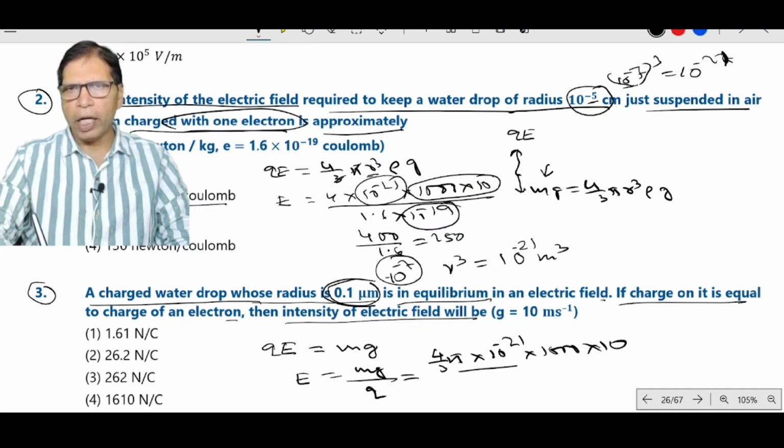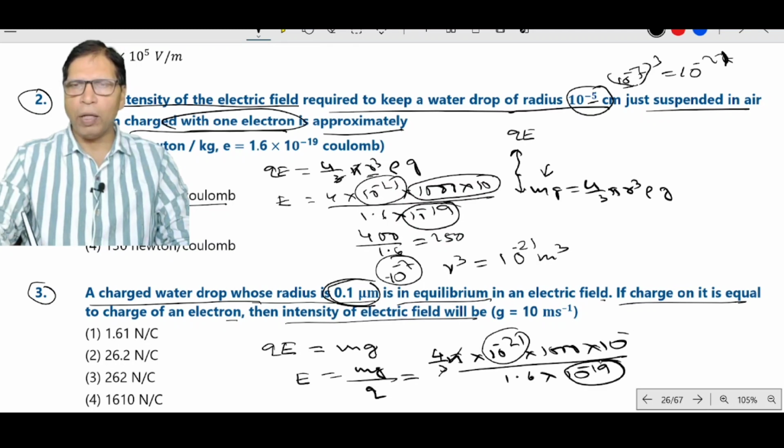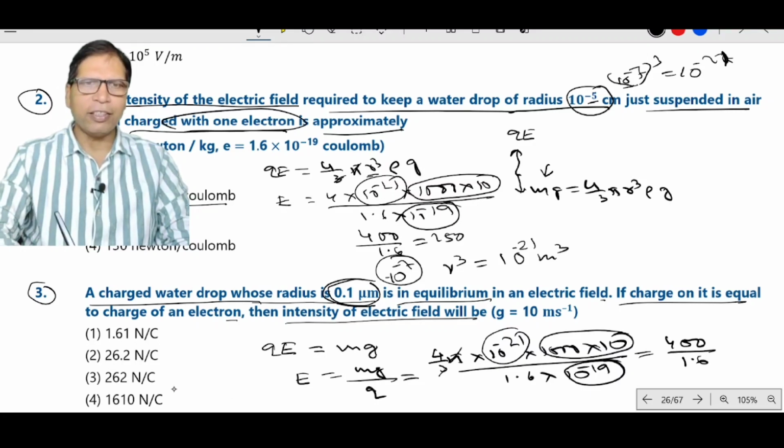Okay, whole divided by, look at this, this is 1.6 into 10 to the power minus 19 coulomb. So look at this, pi and 3 almost cancel out. Okay, look at this, 10 to the power minus 21 and 10 to the power minus 19, so 10 to the power minus 2. And this is 10 to the power 4, so this is 100. So this is roughly 400 by 1.6. This equals almost 262 Newton per coulomb.